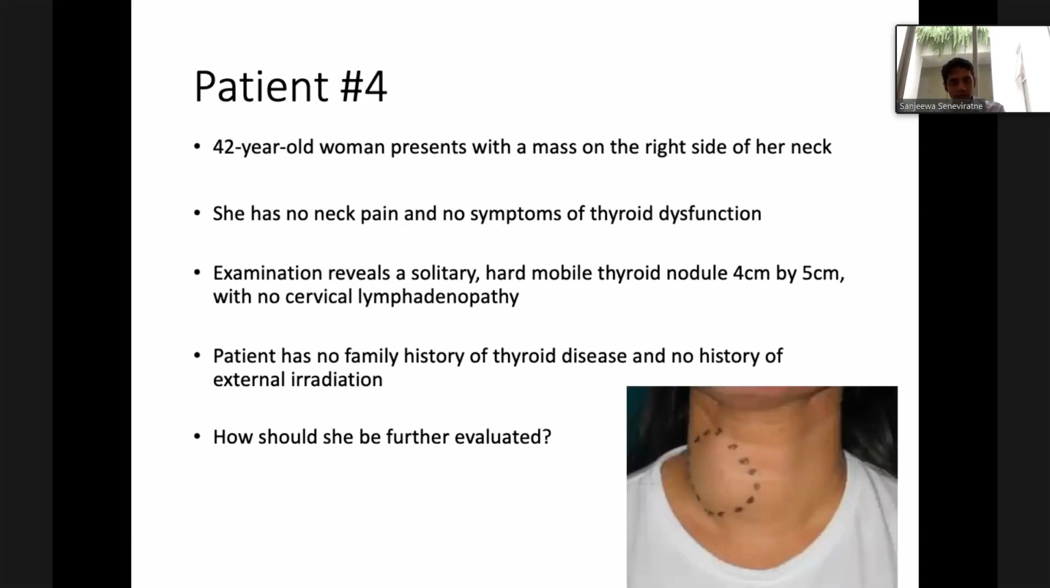This is the 42-year-old with a solitary nodule. So we need to assess the nodule ultrasonically to see whether there are any features suggestive of malignancy. Plus, we have to assess the lymph node status, then FNAC of the nodule to check whether it's a malignancy, and if it comes as malignancy, a total thyroidectomy followed by radioactive iodine therapy, thyroxine TSH suppression, and thyroglobulin follow-up.